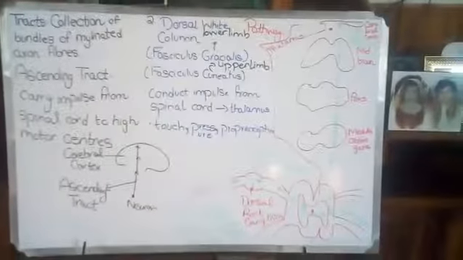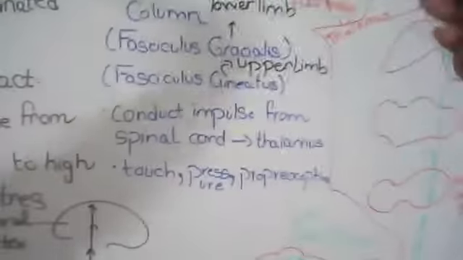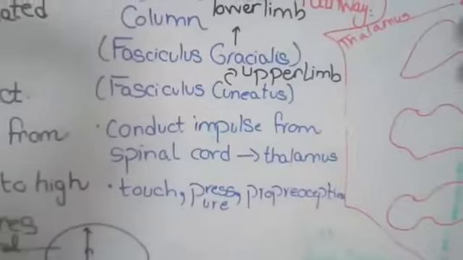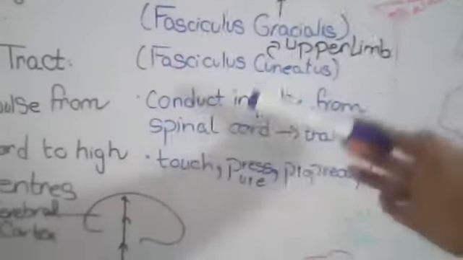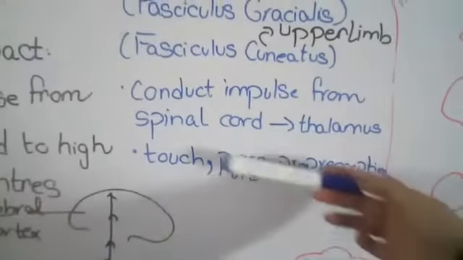Now we're starting with our second tract, that is the dorsal white column tract. In this one, we're going to deal with the impulses from our lower limb and from our upper limb, because it is the same as we studied in our previous tract, the spinothalamic tract: same origin from the spinal cord, entry into the thalamus, same pressure and touch.